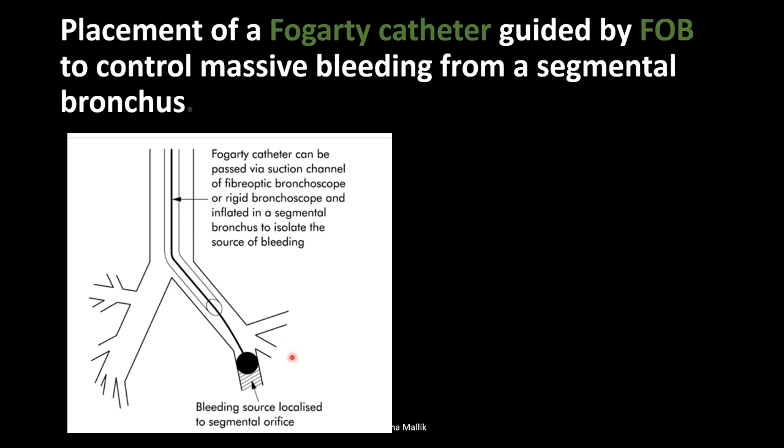So a single lumen ET tube is used, and a Fogarty catheter is negotiated via this tube through the bronchoscope's suction channel, and the bleeding source is localized, and then tamponade is made by inflating this Fogarty catheter.